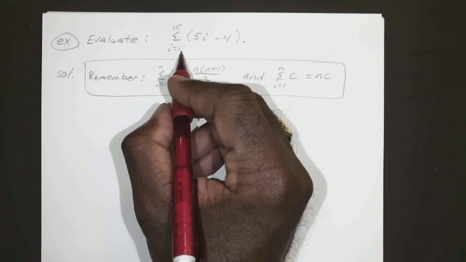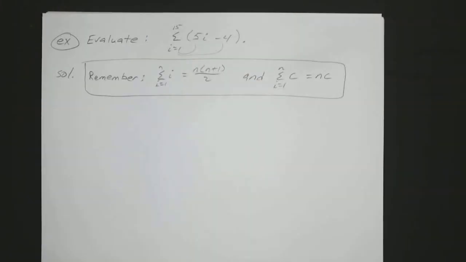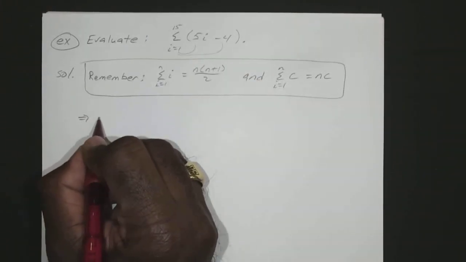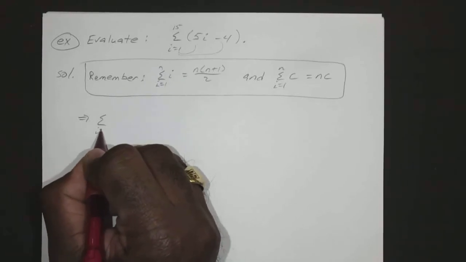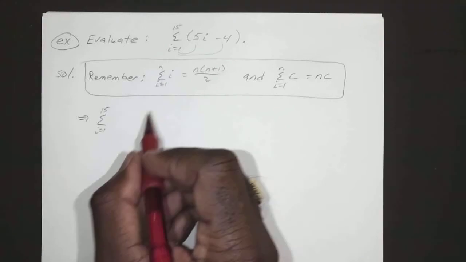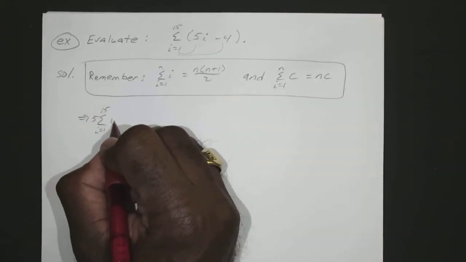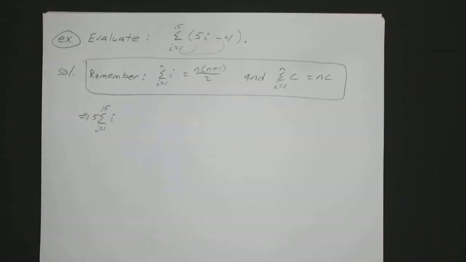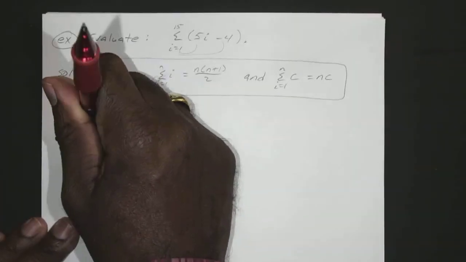Okay, so with this, we're just going to go ahead and distribute our summation. So you have the sum from I equals 1 to 15. And we can bring our constant out, so we can just make that 5 times I. We'll clean that up a little bit.